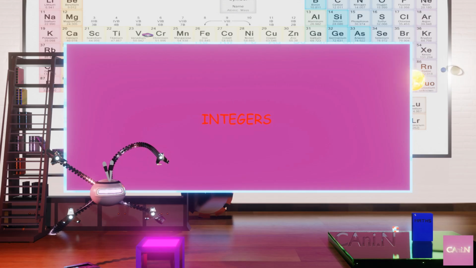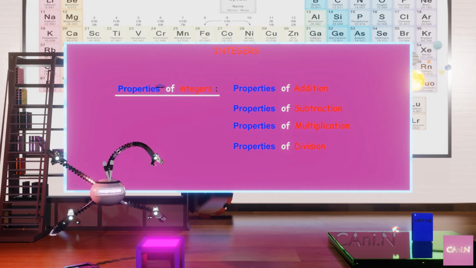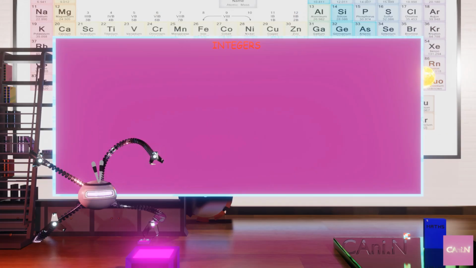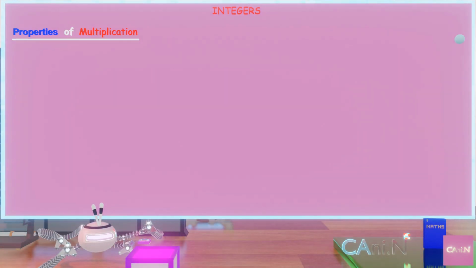Let us continue with integers. Today we will cover properties of multiplication and properties of division. Properties of multiplication.